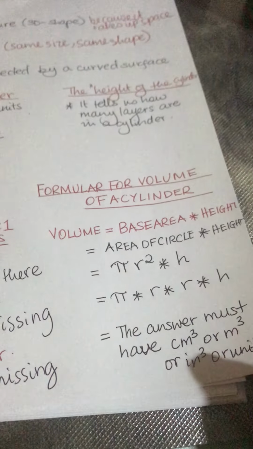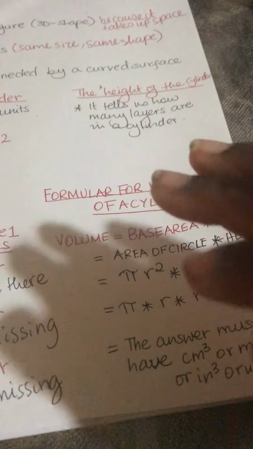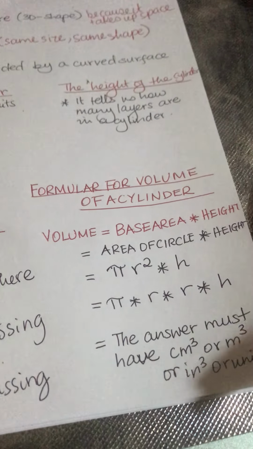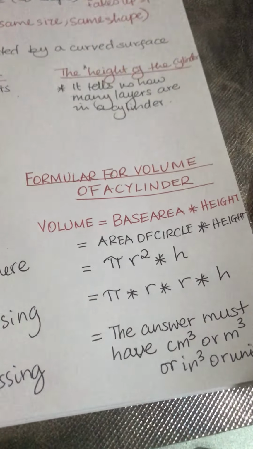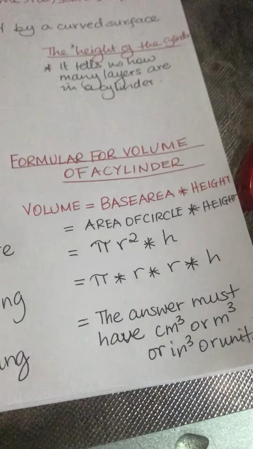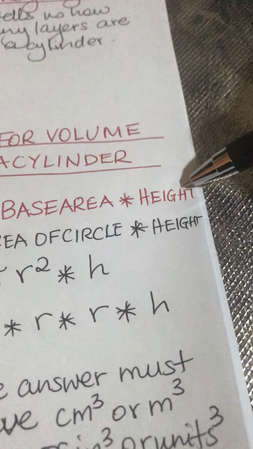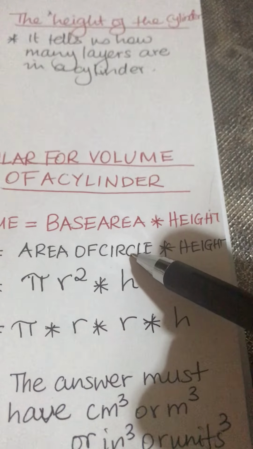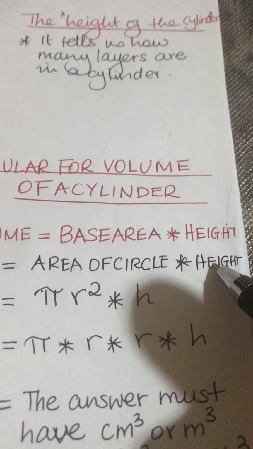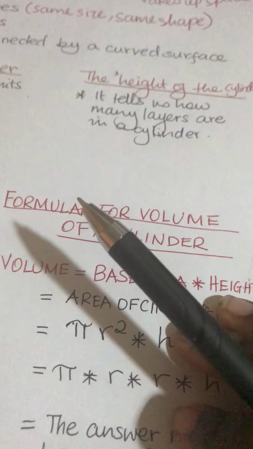How do we find a volume of a cylinder? I told you, for the volume of any 3-dimensional shape, you need to know the base area, the area of the shape at the base, and then you multiply by the height. At the base of this cylinder is a circle, so I need to know how to find the area of a circle, and then I multiply by the height. So the area of the circle multiplied by the height gives me the volume of a cylinder.